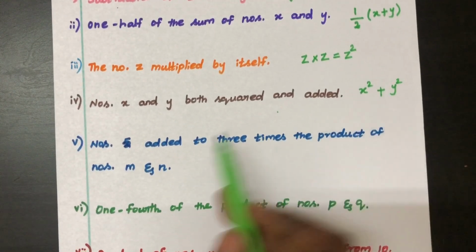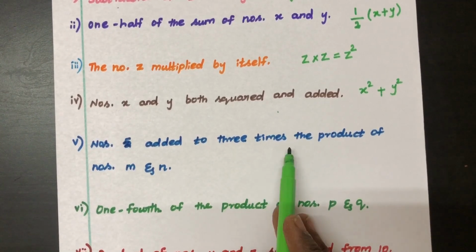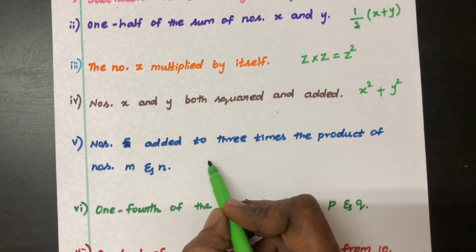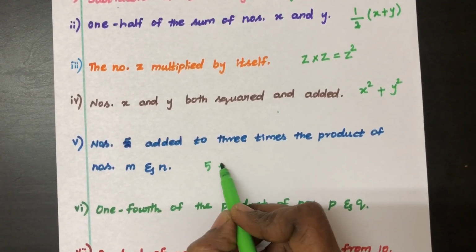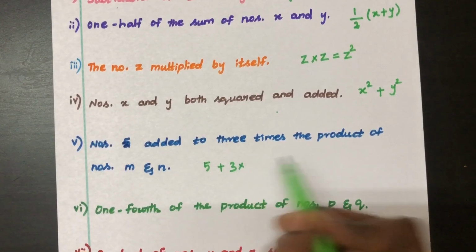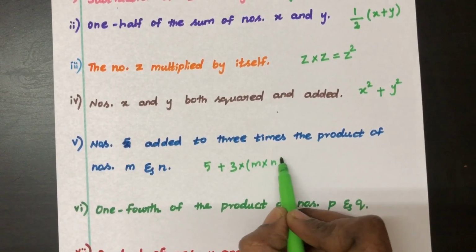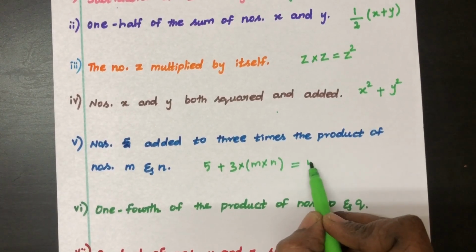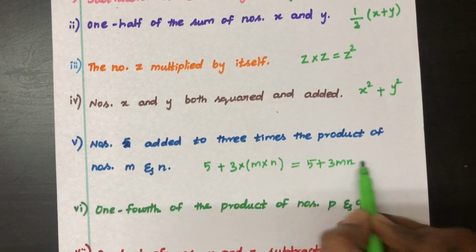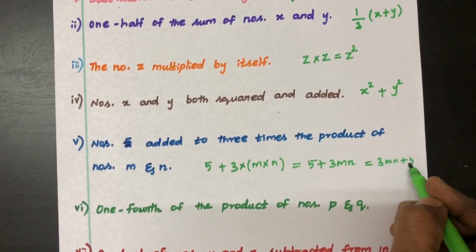Next, number 5 added to 3 times the product of the numbers m and n. First, number 5 is there. It is added to 3 times, which means 3 multiplication, the product of the numbers m and n. That's all. So this is 5 plus 3mn. So this can also be written as 3mn plus 5.